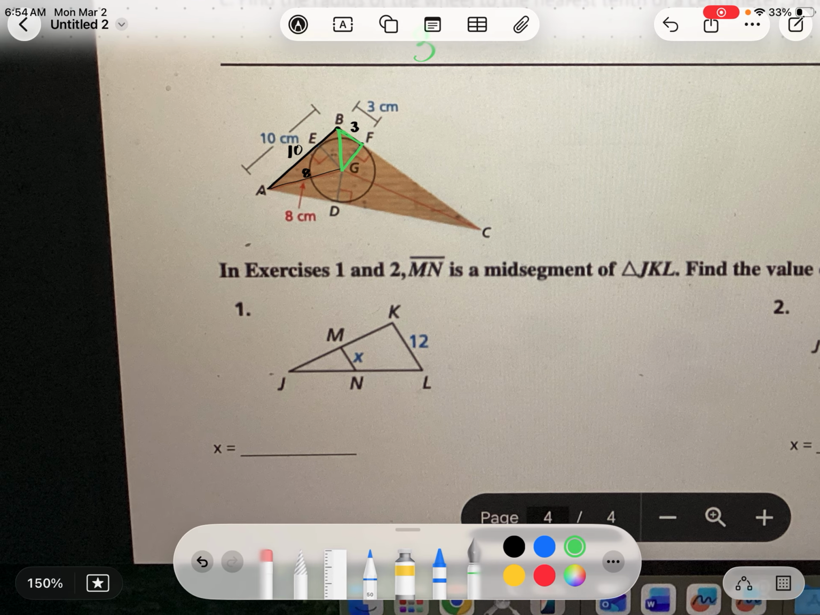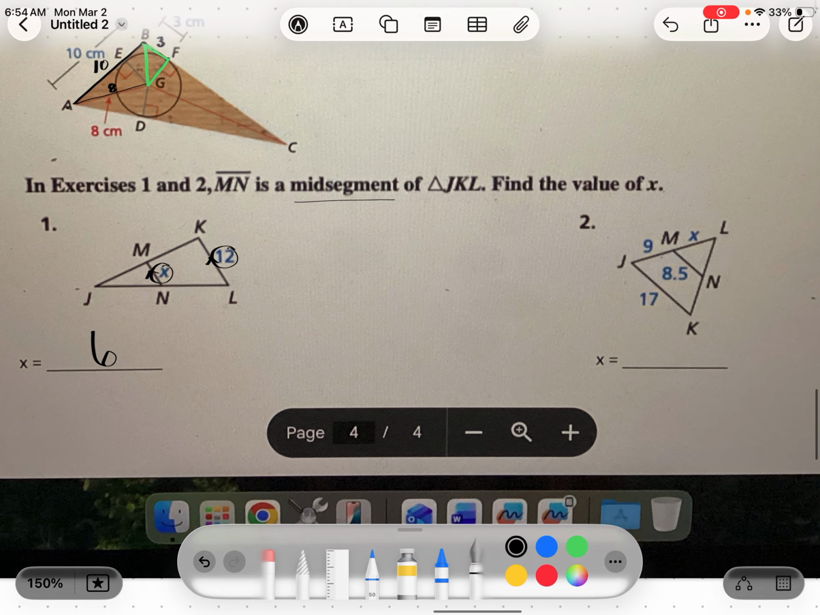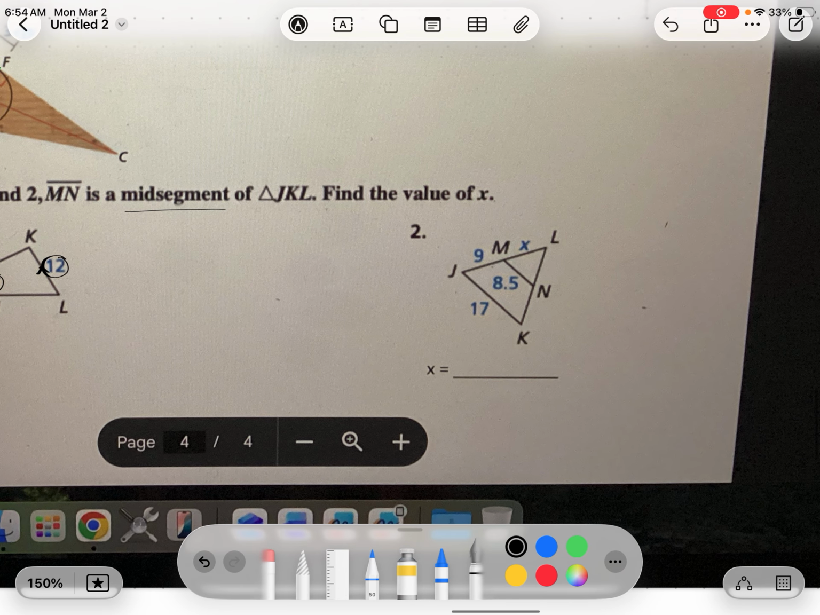Okay? Then last thing, remember to do the midsegment. Not only is it going to be parallel, but it's going to be half as big. So if this is 12, x would be 6. If I know it connects the midpoints, and this side's 9, then so is this.